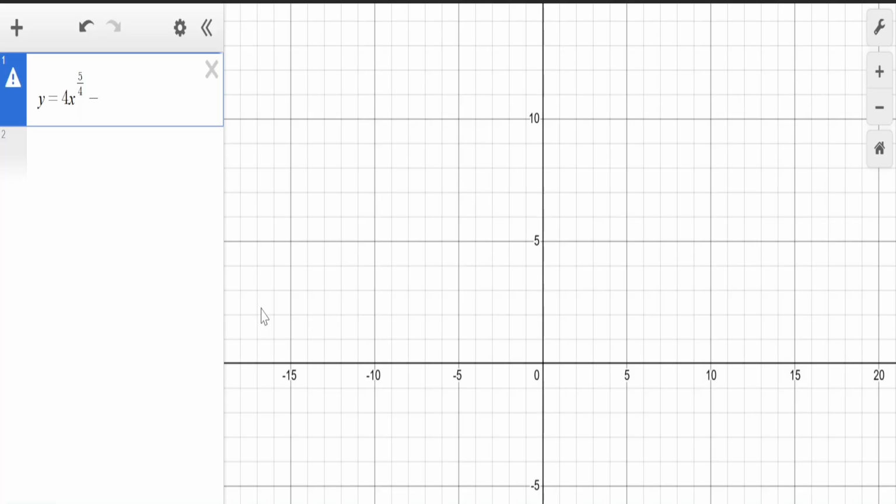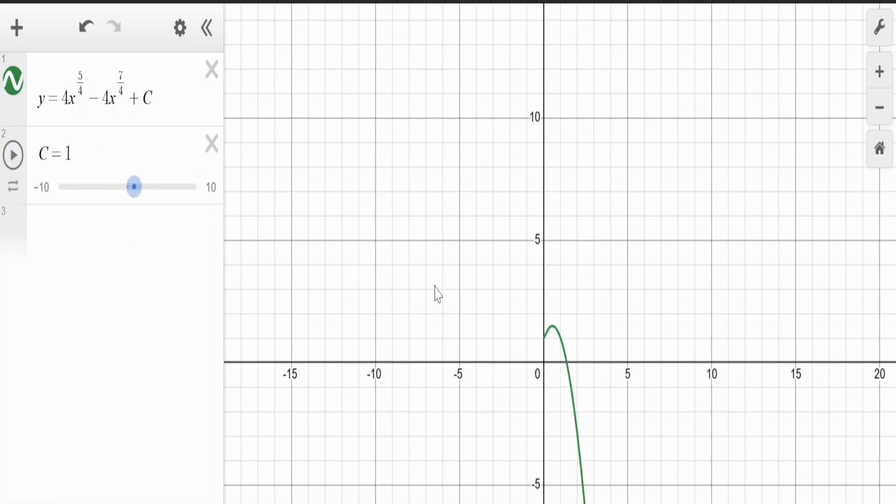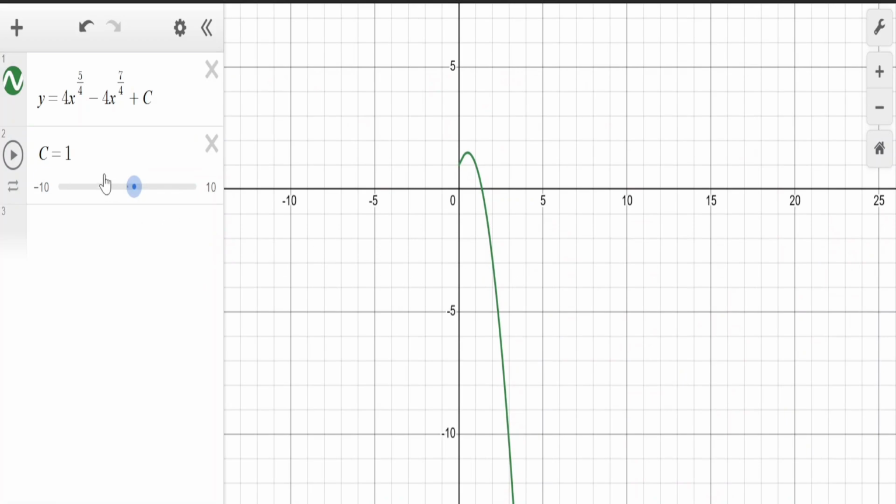So in this case, we can now graph our problem and the answer. So y equals 4x raised to 5 fourths minus 4x raised to 7 fourths plus c. And we need to add the slider. So as you can see, this is now the graph of our answer.